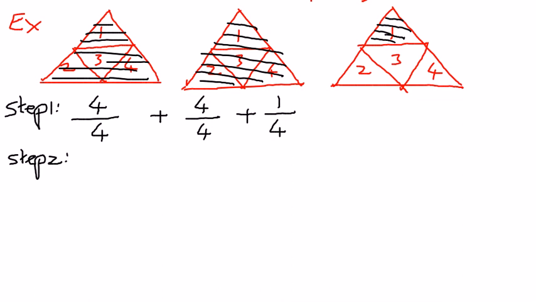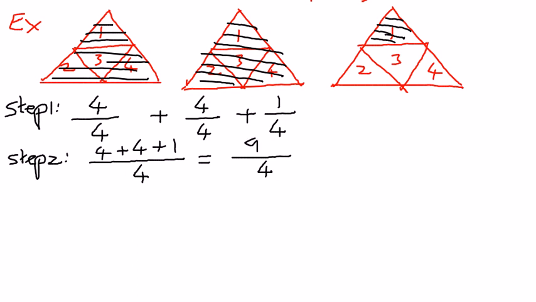So therefore, as step number 2, we can write this as follows. If the denominator is the same for all the fractions, we're going to write a common denominator. The common denominator for these fractions is 4, and therefore we're going to combine the numerator parts. The numerator for the first fraction is 4, the numerator for the second fraction is 4, and the numerator for the third fraction is 1. Therefore, we write the common denominator once, and then we combine the numerator parts. 4 plus 4 is 8, 8 plus 1 is 9.